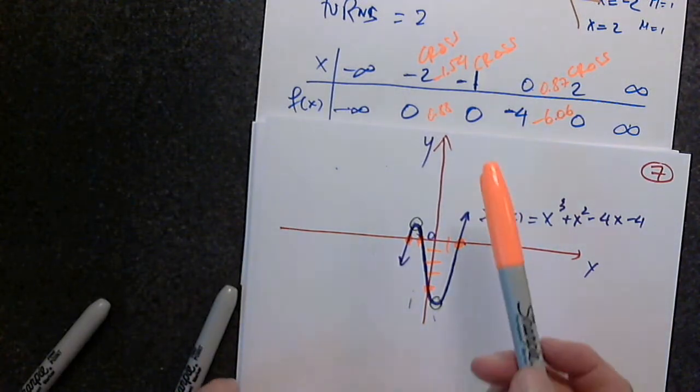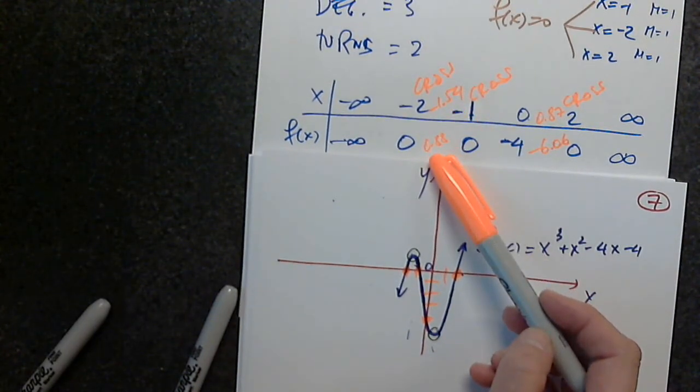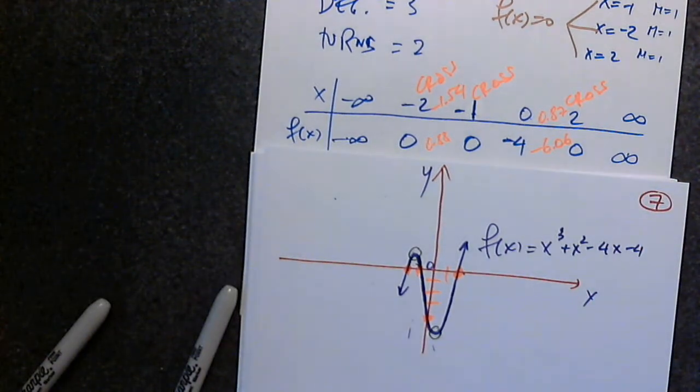So I put them in the table: -1.54, comma 0.88, and 0.87, comma -6.06. Any questions about this?